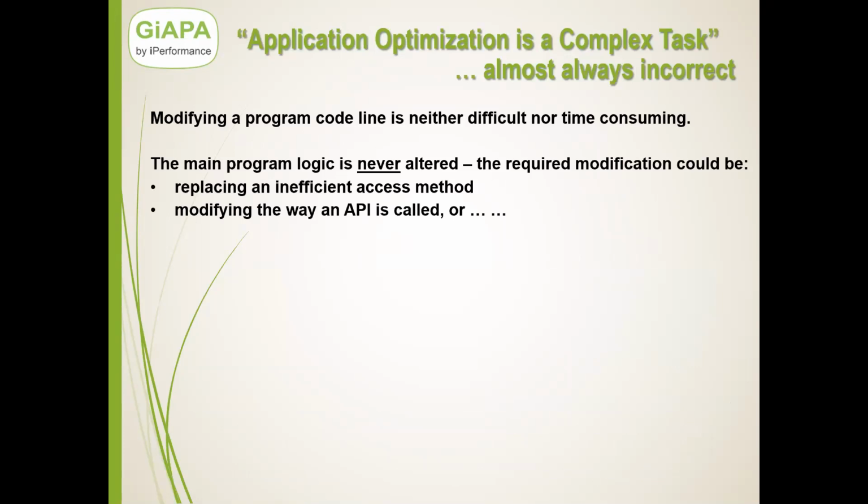Speeding up program performance by modifying source code is generally considered a complex task. However, in most cases, the change needed is minimal because the main logic of the program, the complicated part, so to speak, remains untouched. Normally, only a single or very few statements have to be modified.